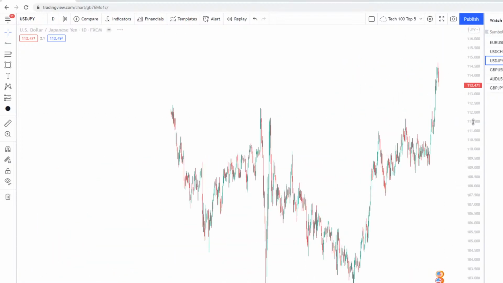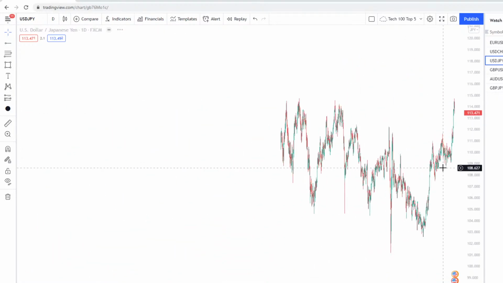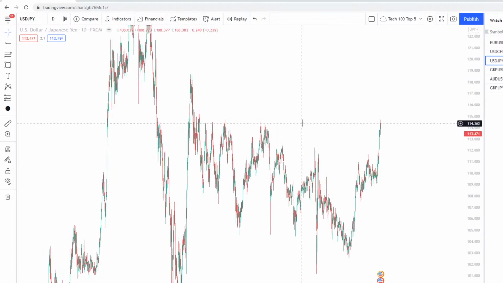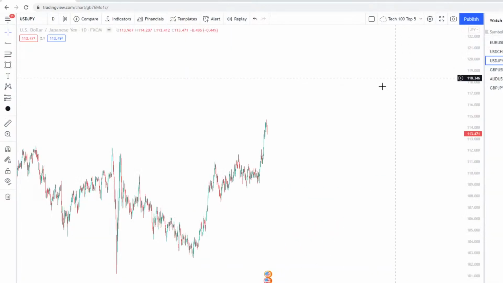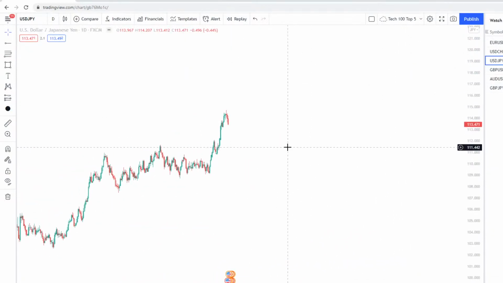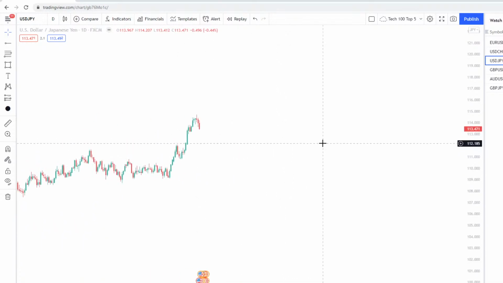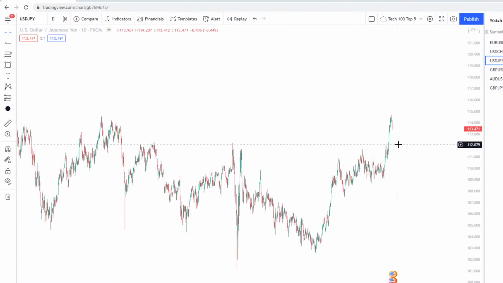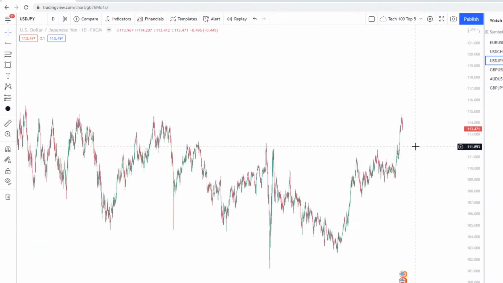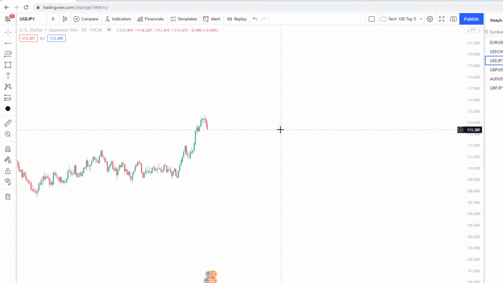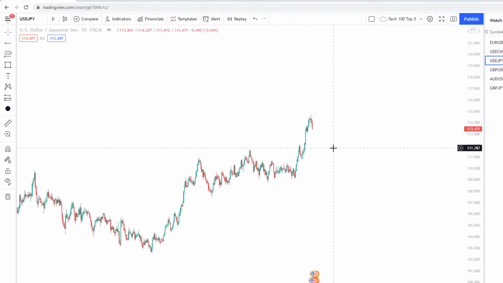USD JPY, there's absolutely nothing that interests me at this point. Price is extremely overextended. As you can see, we've gone on a massive bullish run, and there's nothing that interests me. I don't want to be taking risk at the moment because we have no reason to take a long position at this point unless we see an accumulation taking place here somewhere, but that does not really interest me.